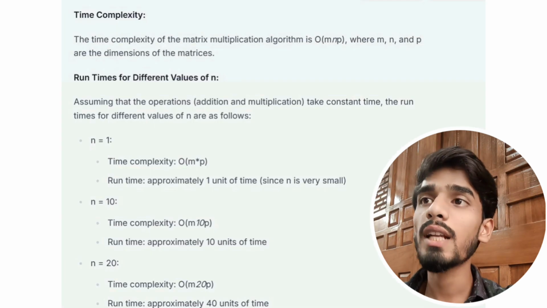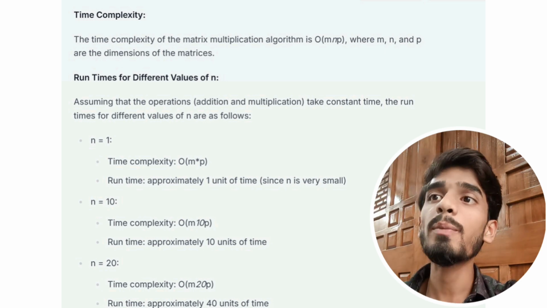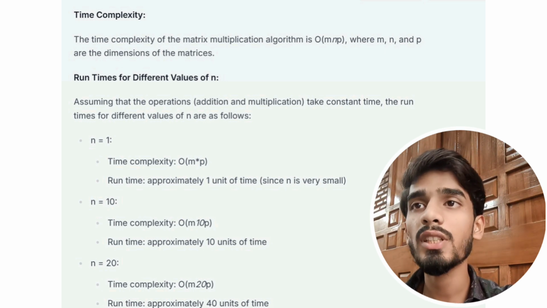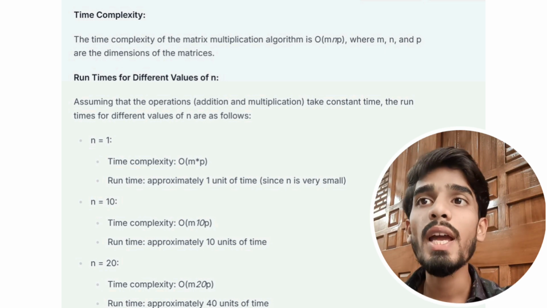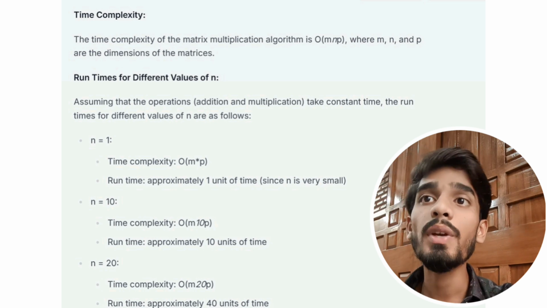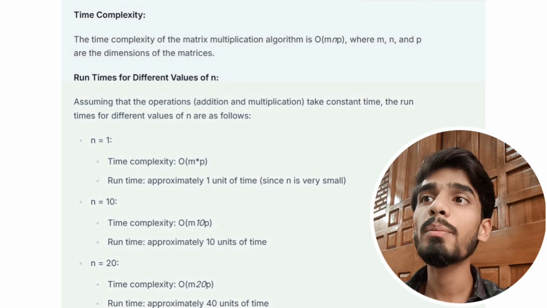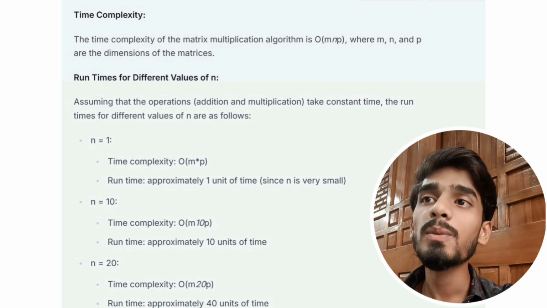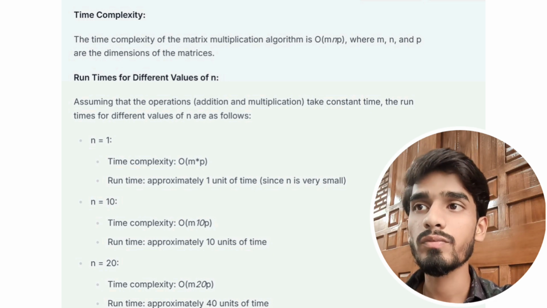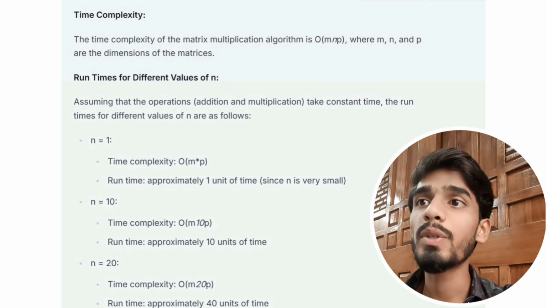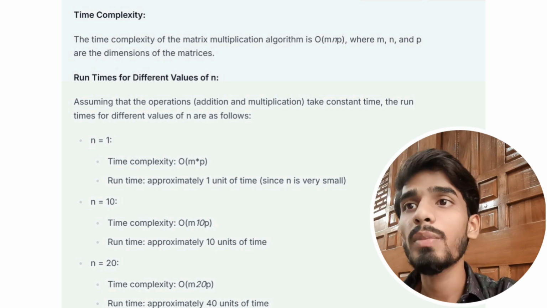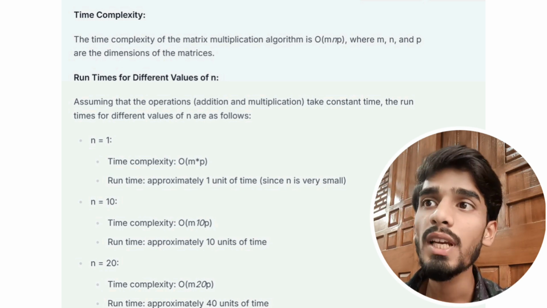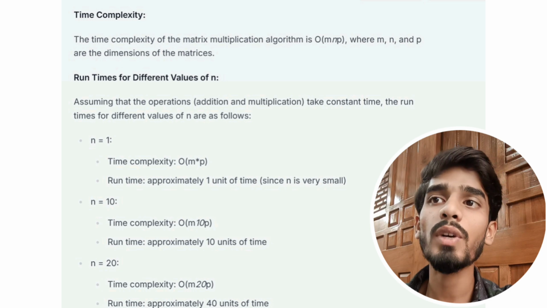Now let us calculate time complexity. The time complexity of the matrix multiplication algorithm is big O of m cross n cross p, where m, n and p are the dimensions of the matrices. Run times for different values of n: assuming that the operations addition and multiplication take constant time, the run times for different values of n will be as follows.